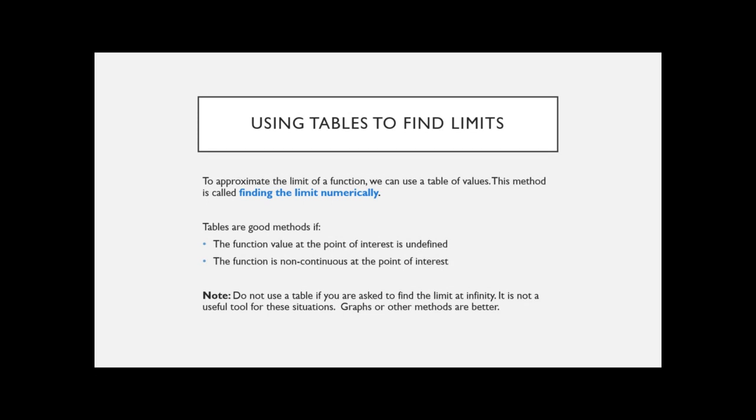Tables are also good if it's non-continuous. This just means there's a break in the graph. So maybe you have a piecewise function that doesn't connect. Also, rational functions can be non-continuous because you have asymptotes. But that would be like, okay, if I'm looking at a certain value and there's a gap.